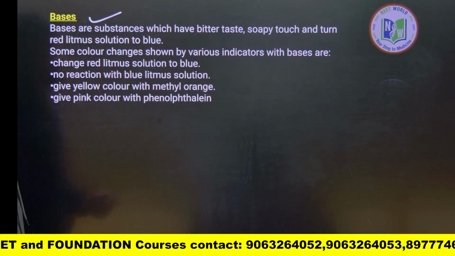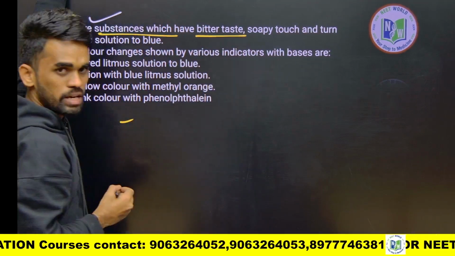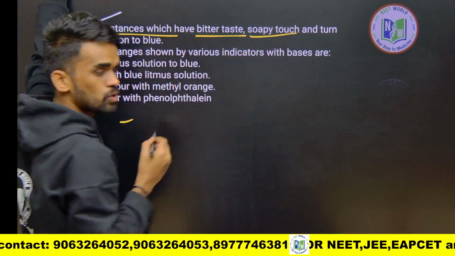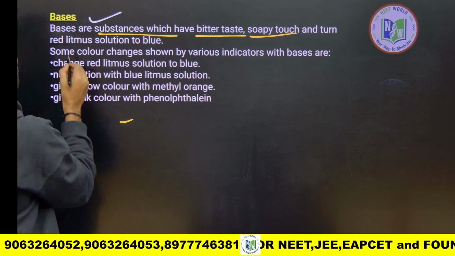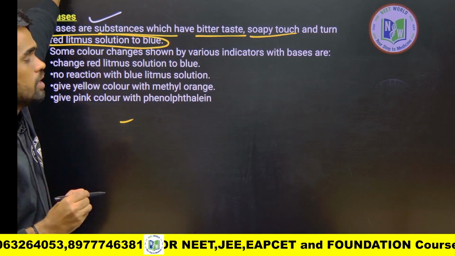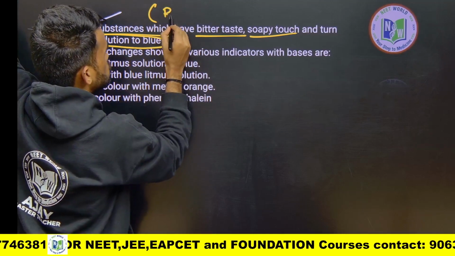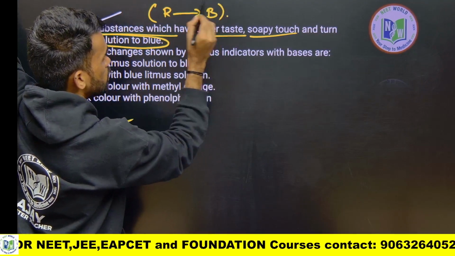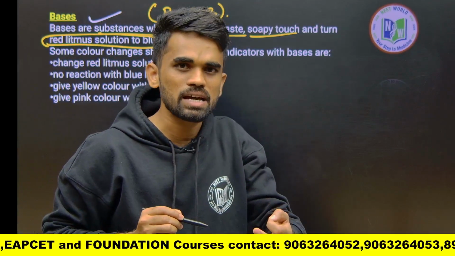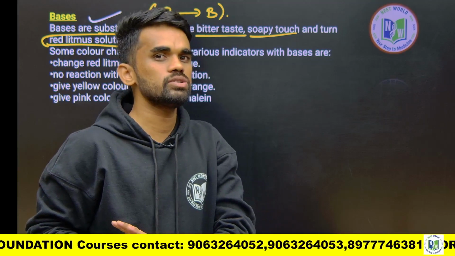What exactly are bases? Bases are substances which have a bitter taste and a soapy touch, and they turn red litmus to blue color. Red litmus to blue, you need to remember this. So bases turn red litmus to blue. Whereas acids will convert blue litmus to red. These are the things you need to remember.